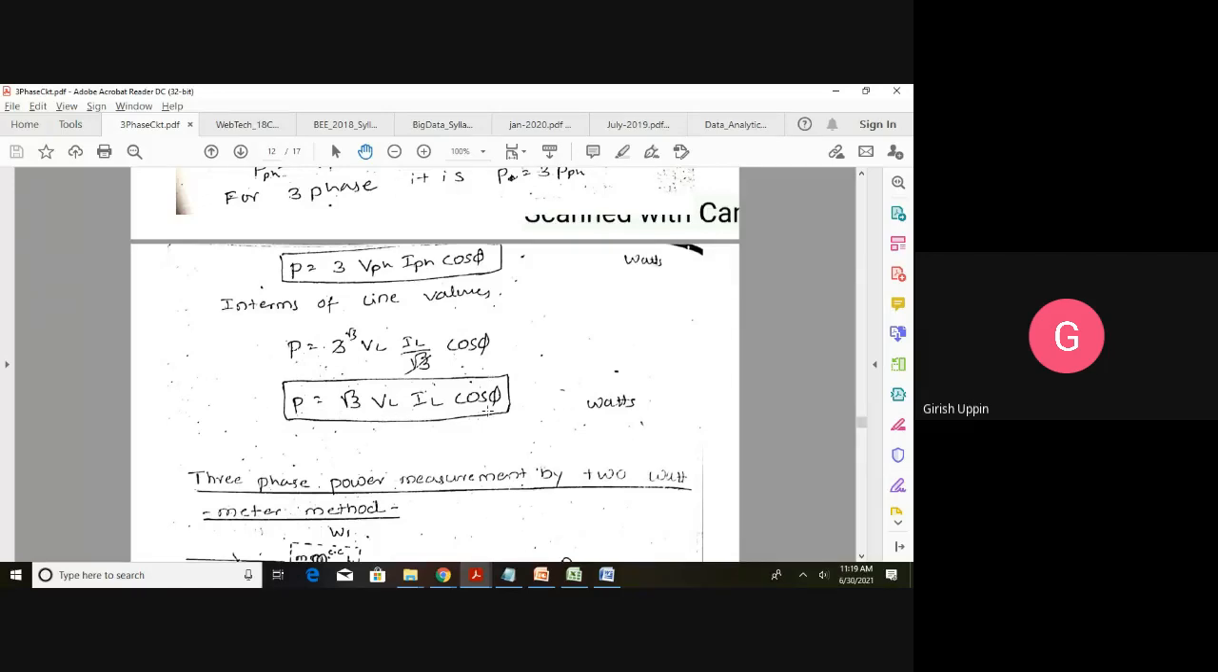You have to remember one of these two formulas, or you can convert easily from one to another. In terms of phase, power consumed, P is equal to 3 times V phase I phase cos phi. And in terms of the line values, P is equal to root 3 times VL IL cos phi.